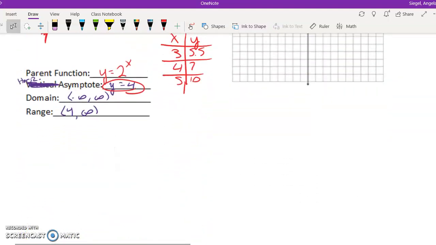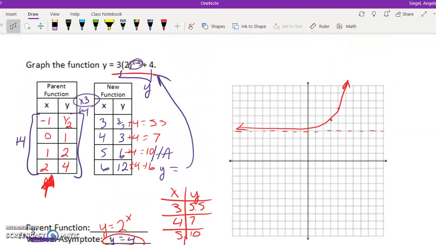And that is it, guys. So this assignment is a little bit lengthier just because this lesson is really short.